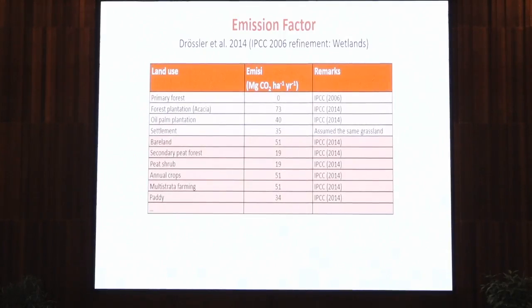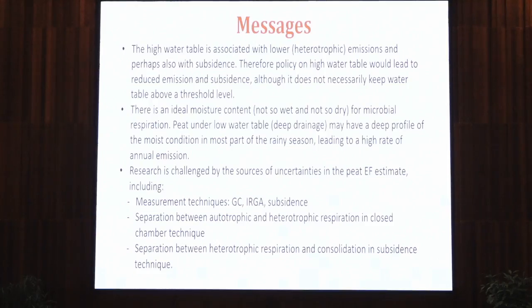So this is just a summary of what we have now for the national level, the Tier 1, or you can say Tier 2 because it's mostly in Sumatra, in Indonesia and Malaysia, emission factor for peat, despite the variation. So we are encouraged, of course, to have subnational level emission factors. So in conclusion, I would like to say that the high water table is associated with a low emission rate and also low subsidence rate. Although it's not necessarily to keep the water above a threshold level, such as the one recommended by BRG of 0.4 meter above surface.